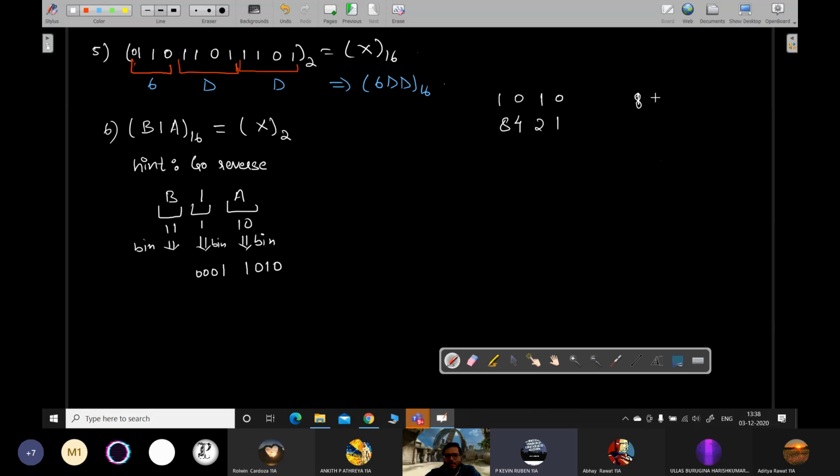1 0 1 1, देख लेते हैं. 8 4 2 1. So 8 plus 2 plus 1 will give you 11. So this will be 0, rest will be 1. So you will get 1 0 1 1. Okay. Now when you write them, just bring them together, compress them together. So the required number will be 1 0 1 1 0 0 0 1 1 0 1 0.